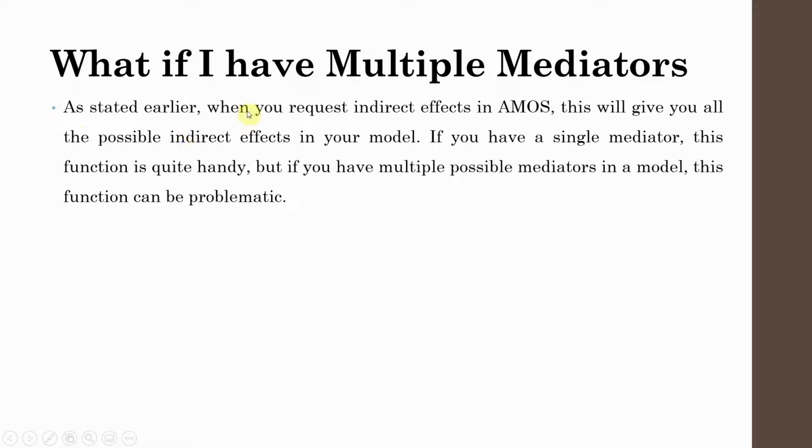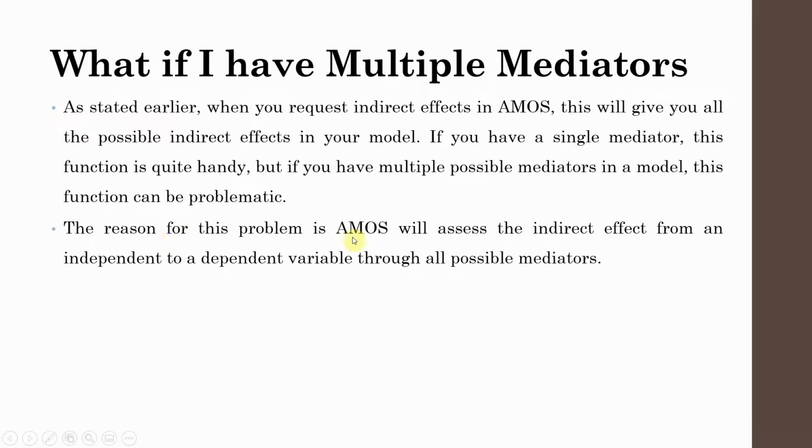As stated earlier, when you request an indirect effect in AMOS, this will give you all the possible indirect effects in your model. You may have a single mediator or multiple mediators in the model. What AMOS will give you is the indirect effect for all the possible mediators. If you have a single mediator, this function is quite handy. But if you have multiple possible mediators in a model, this function can be problematic because what we need is separate specific indirect effects, not the total indirect effect from IV to DV through the multiple mediators.